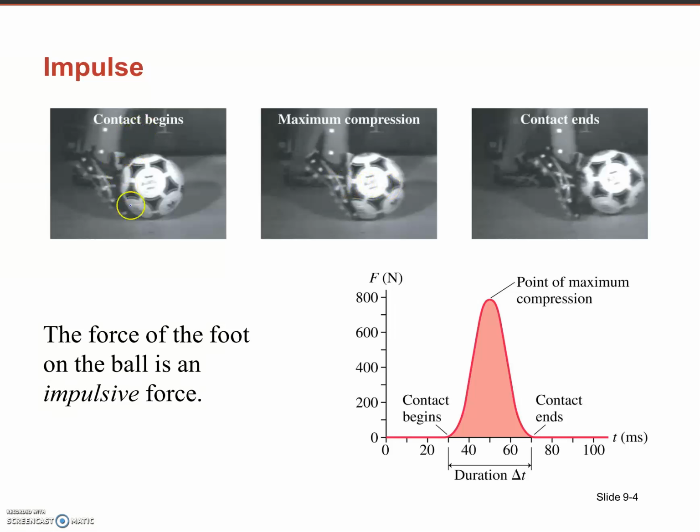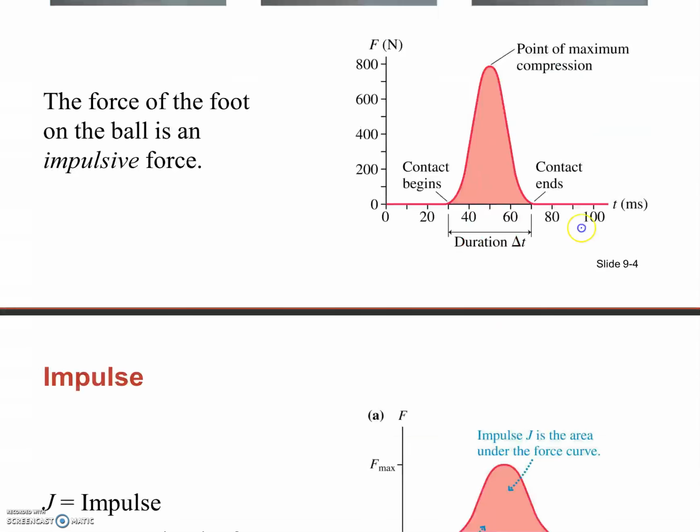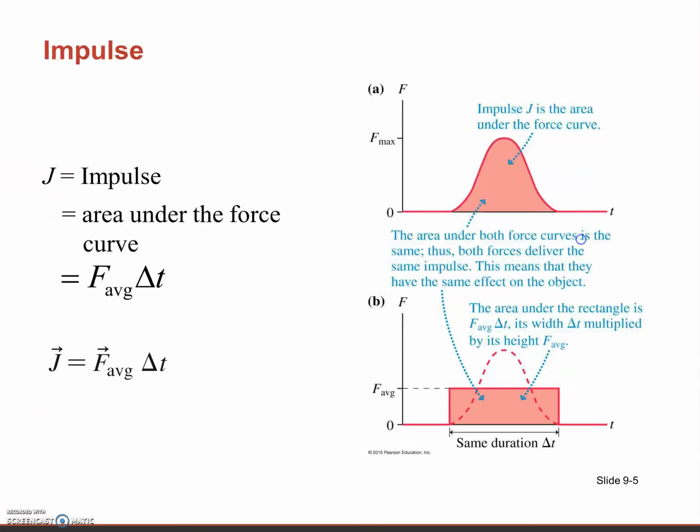We can see that as the foot begins contact, that's the beginning of the force between the foot and the ball. And in fact, the ball even compresses a little bit until the force between the foot and the ball reaches a maximum. We can look at this graph here on the bottom right. And as the ball starts to move away from the foot, contact between the foot and the ball eventually ends. Now, the duration of this contact might only be milliseconds in total, but we call this an impulsive force. And we can define the impulse of this force as the area under this graph.